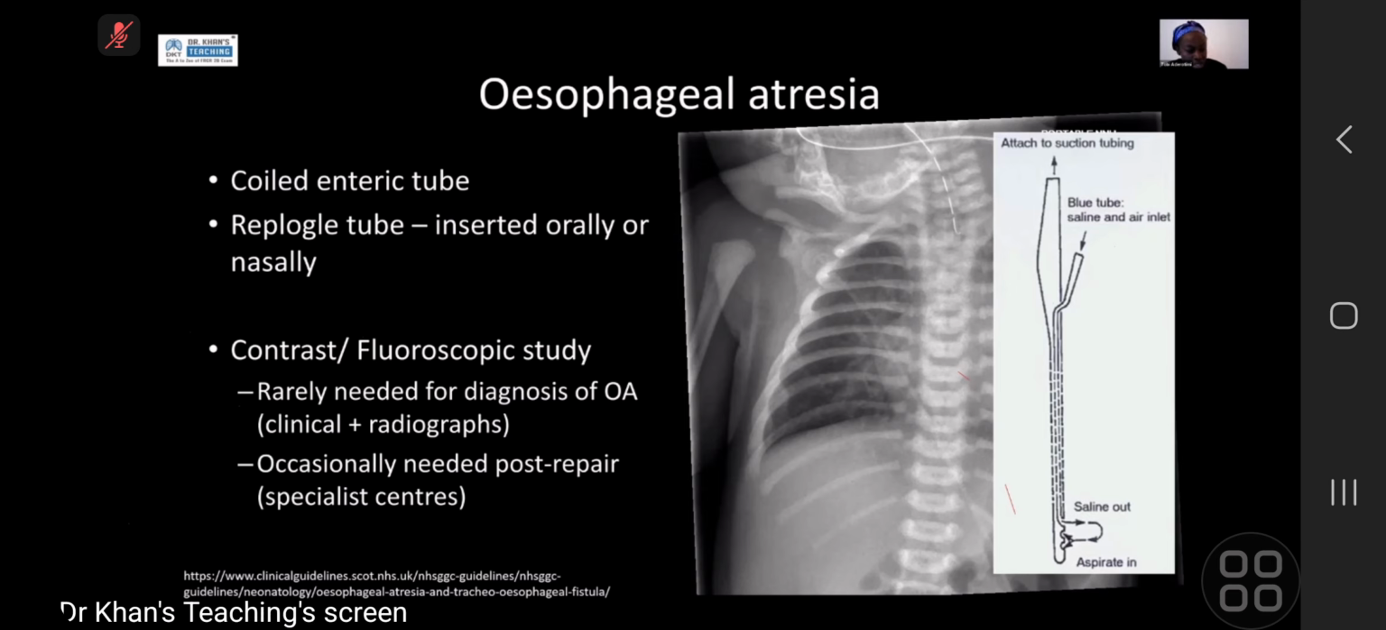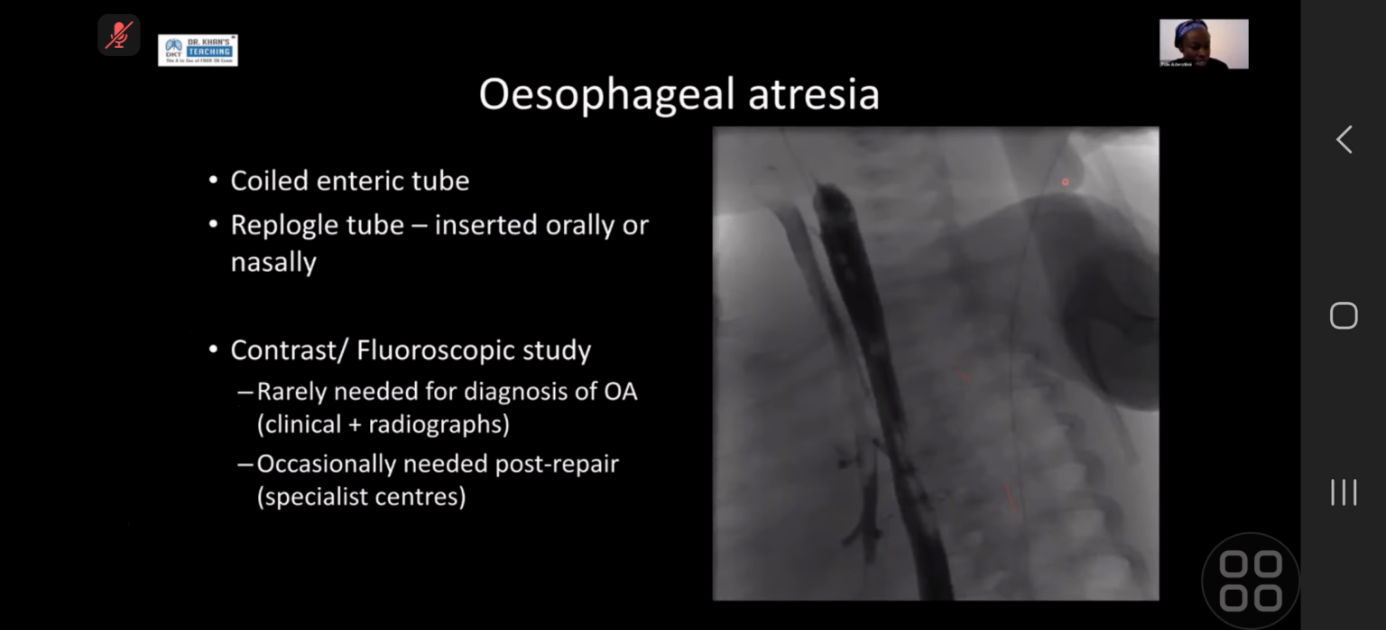But we do sometimes do contrast studies, either to look for H-type fistulas, particularly in kids who get recurrent aspirations or have any difficulties with recurrent chest infections, and they think that they might have a hidden H-type fistula. Or we do it post-repair. So prior to them feeding the patient, we'll do a fluoroscopic study to look to see if there's any evidence of a leak at the anastomotic site. So what we'll do then is we'll gently withdraw the in situ NG tube, which they leave post-operatively, and then we'll put some contrast down and see if there's any evidence of a leak.